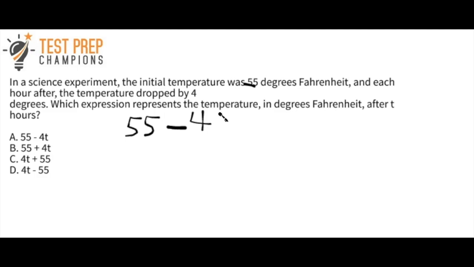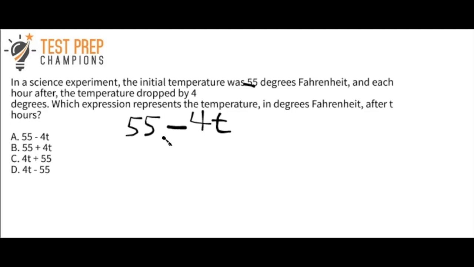And so it just tells us to find, which expression represents the temperature in degrees Fahrenheit after T hours. So if it was just 1 hour, it would just be 55 minus 4, and that would solve the problem. Since we don't know how many hours there are, it could be 1,000, it could be 1, it could be 2, it could be 3. We put in T, and whenever you see a letter, it just represents a variable. It's something that we don't know. We have no idea what the hours are, so we just leave it as T, and A is the correct answer here.